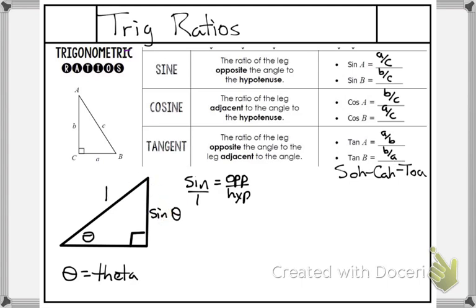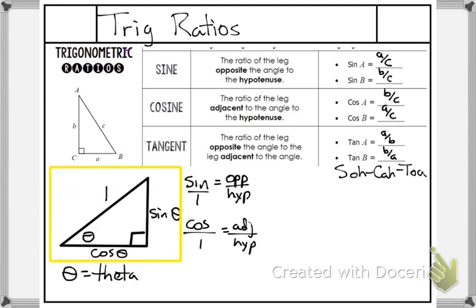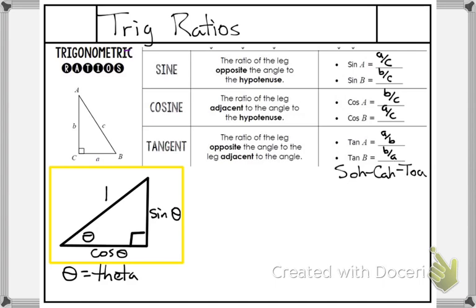Now, I could do the same thing with cosine. Cosine is adjacent over hypotenuse. So if we did cosine over 1 equals adjacent over hypotenuse, we could go cosine theta over 1 to be there. Now, what I did here is give us this triangle that we're going to use as a reference triangle for all trig problems. But we're going to add something to that.